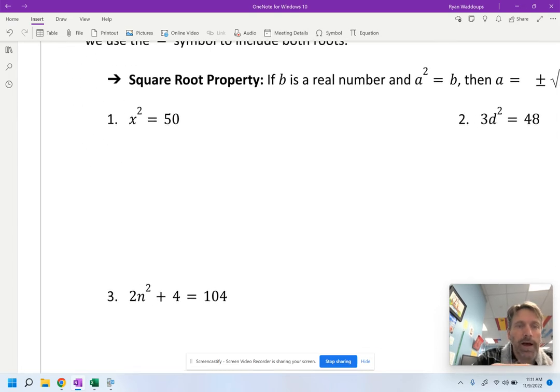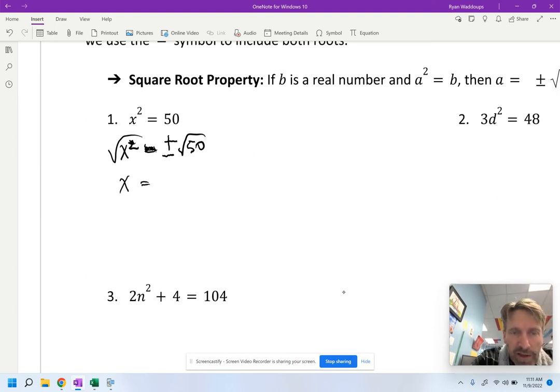Let's see what that looks like here. We've got x squared, so we're going to take the square root of both sides. x squared, take the square root, equals the square root of 50, and I left a little space in between that 50 and the equal sign, so I can write my plus or minus. Remember that plus or minus. So the square root of x squared is just x. And then I've got plus or minus the square root of 50.